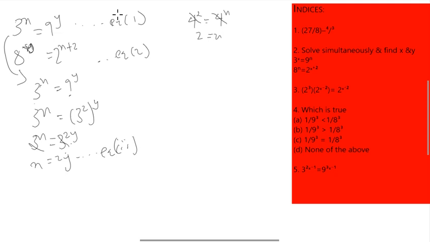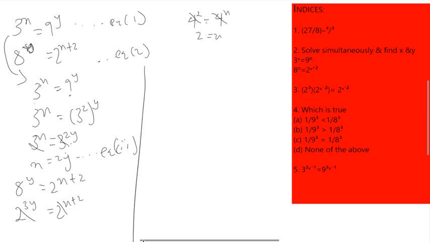So now let's go to equation 2. We're going to be doing the same thing. 8 raised to power y is equal to 2 raised to power x plus 2. Here we can make 8 to be 2 raised to power 3. So we have 2 raised to power 3y is equal to 2 raised to power x plus 2. We cancel out the 2, and what we have left is 3y is equal to x plus 2. This is equation 4.